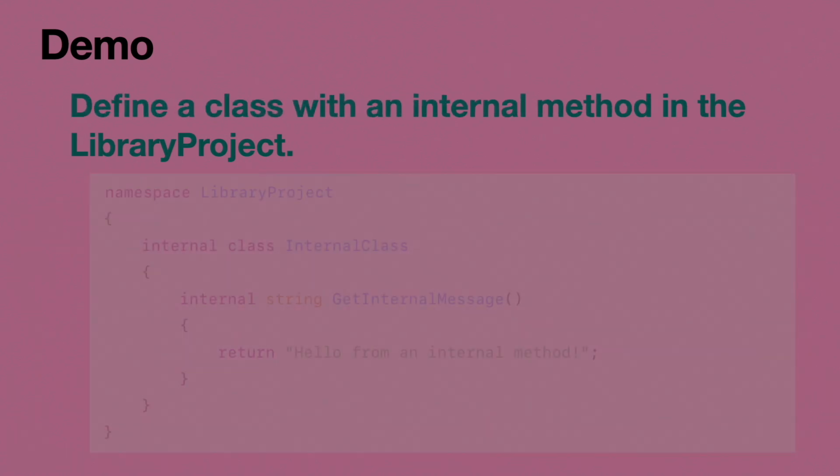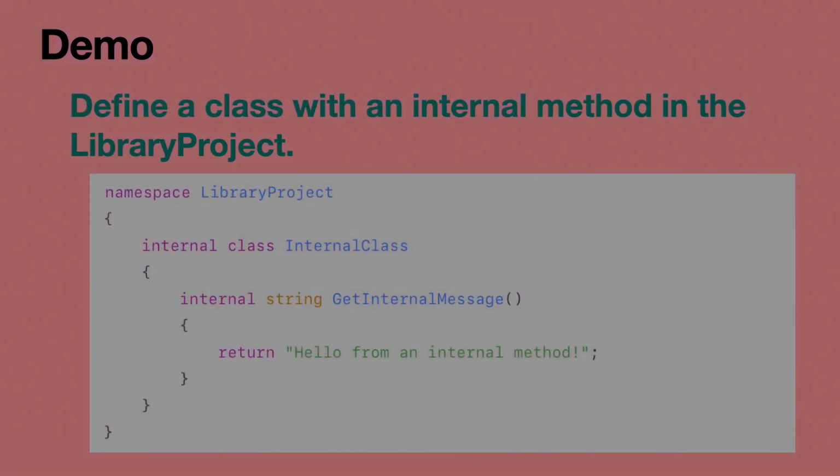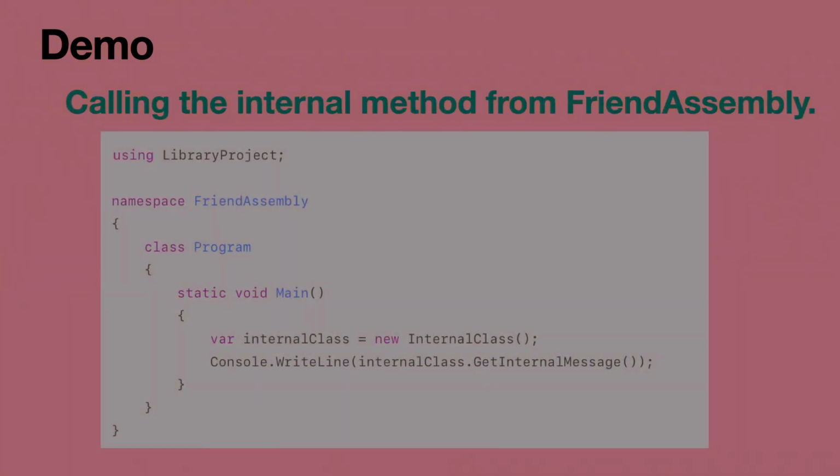Next, we have to define the class. This is a library project where we have used an internal class with a GetInternalMessage method. This is an internal class and an internal method, returning "Hello from an internal method". The main thing to focus on here is this internal method within an internal class, in the library project namespace. Now we will see the assembly which uses the internal members of this class through InternalsVisibleTo. Remember, we have just defined the attribute.